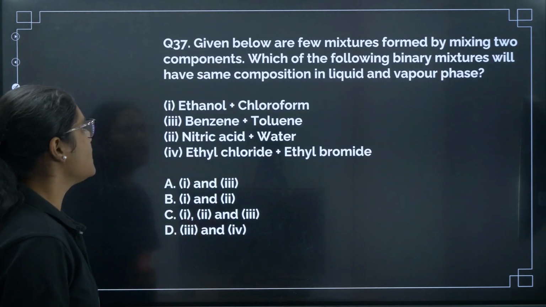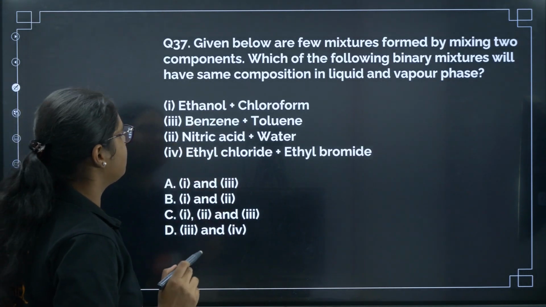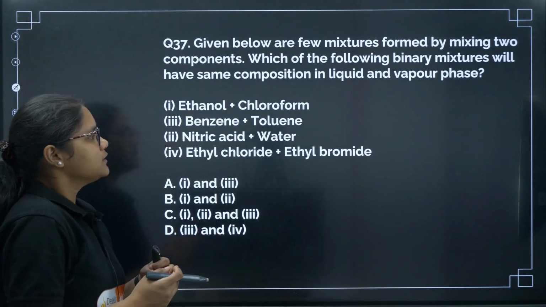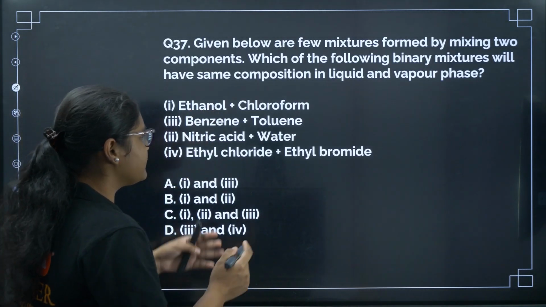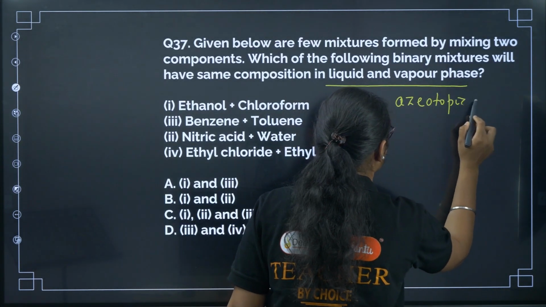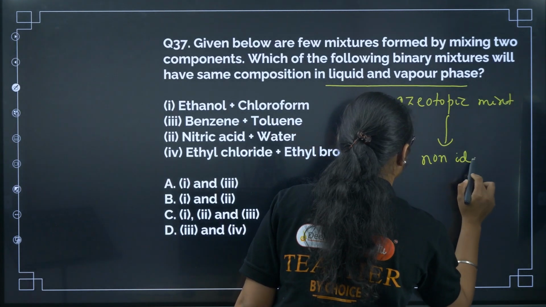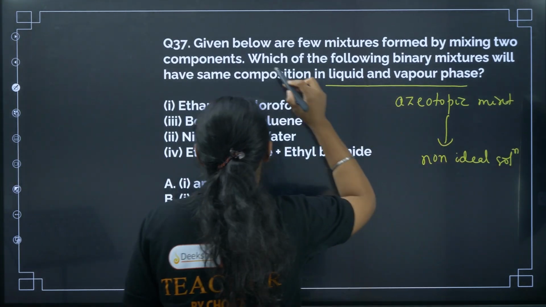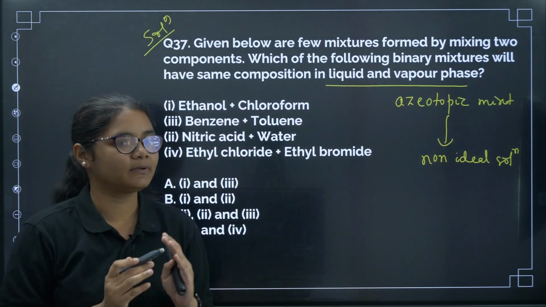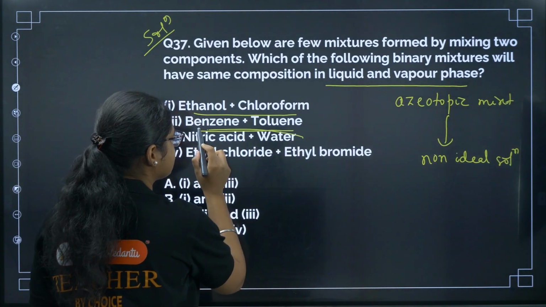Okay, very easy question. Next, given below are a few mixtures formed by mixing two components. Which of the following binary mixtures will have the same composition in the liquid and vapor phase? Okay, same composition in the liquid and vapor phase means that is your azeotropic mixtures, right? And azeotropic mixtures are formed by non-ideal solutions, right? So the question is from which topic? If you know, it is a very important high weightage topic, that is the solutions chapter. Okay, 3 to 5 questions definitely will be coming from this part. So very, very important.